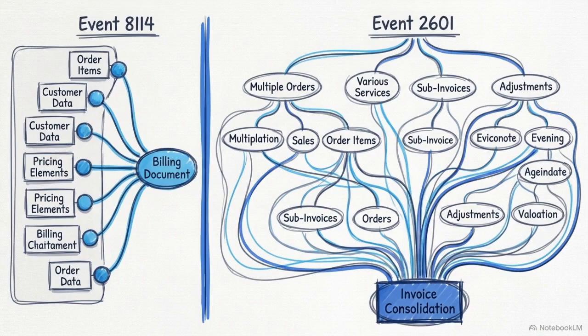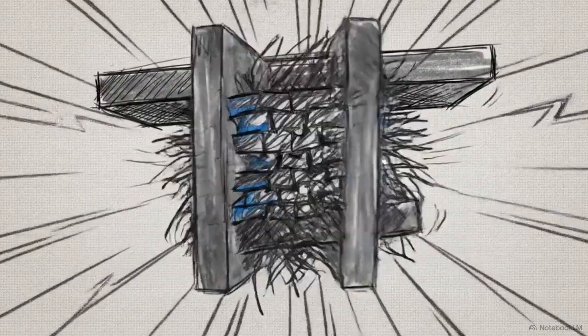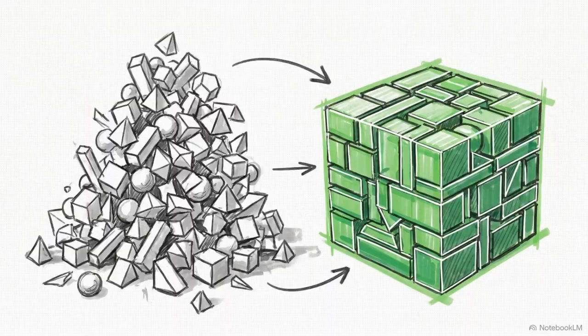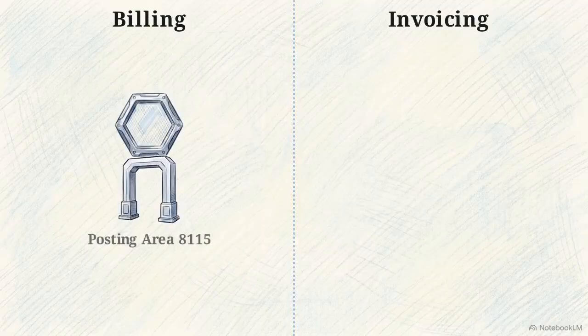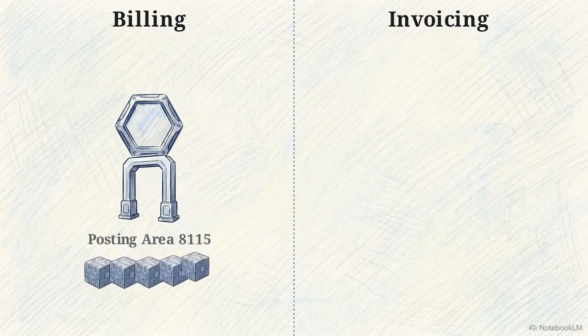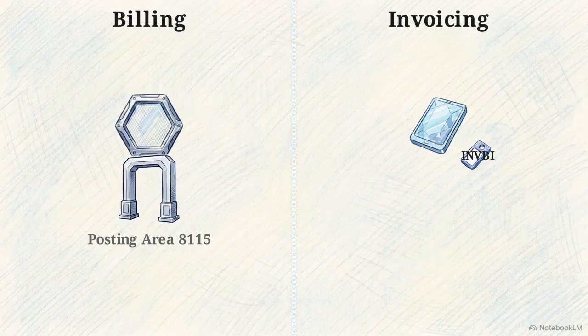Grouping builds the physical architecture of the document, using Event 8114 to control internal billing structures and Event 2601 to control final invoice consolidation. This brings us to the final stage of the funnel, aggregation. In the billing phase, aggregation is strictly about summarizing individual bits into fewer billing document items to reduce database volume. To execute this, you configure an aggregation variant and connect it to the billing process through posting area 8115. Once compressed, this structural billing document becomes the input for the invoicing phase.